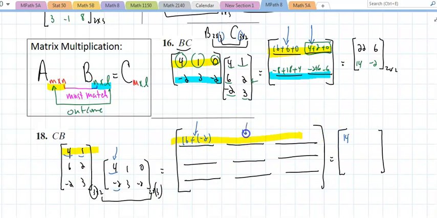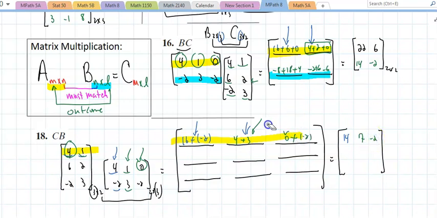If I want the second, remember this is still the first row, I'm going to stick with the first row all over. That's the best way to remember this. To get the second entry, I use the second entry. That's how I get this. And I'll take 4 times 1, that's a 4, plus 1 times 3, that's a 3, that's a 7. And to get the last entry, I use the last. 4 times 0, that's a 0, plus a -2, that's a -2.